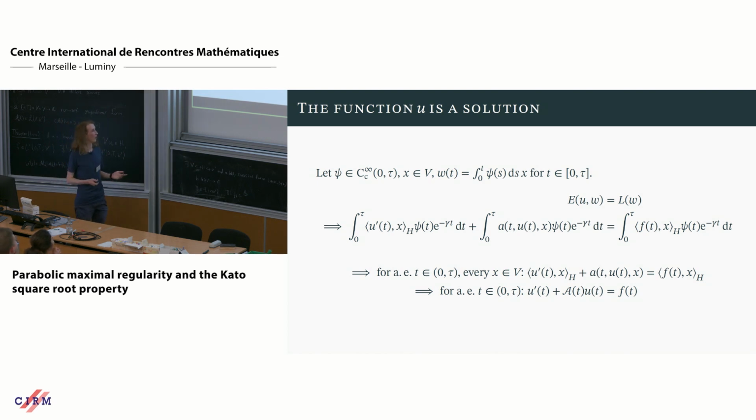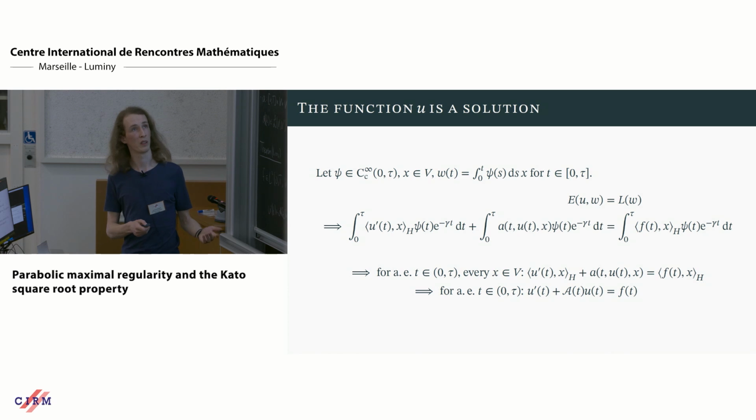Well, we use what Lions' representation theorem tells us: E of U, W is L of W. We choose W smartly, and then everything works out. W will be any element x in V multiplied with a constant. This constant is an integral over some test function. And if we then write down E and L, we get this long term.